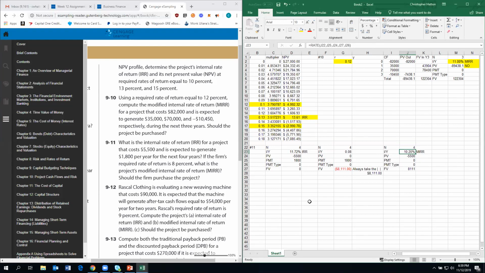So 10.20%. Do we accept this project? Yes, we do, because 10.2 is greater than 8%. So all of these are good.